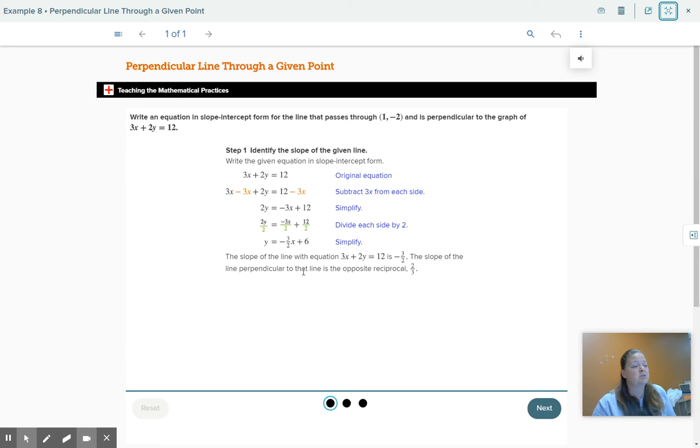The slope of the line perpendicular to that line is its opposite reciprocal, 2/3. Now don't forget to find that opposite reciprocal. You take your fraction, -3/2, you flip it, 2/3, and you change the sign. Right? So it was negative, now it's positive. So our new equation is going to have a slope of 2/3.